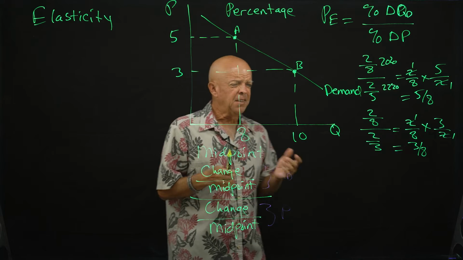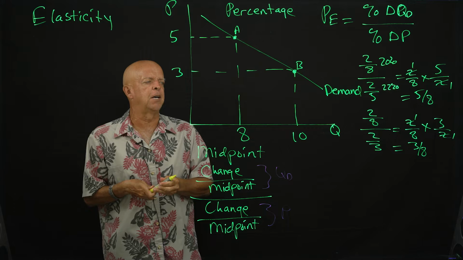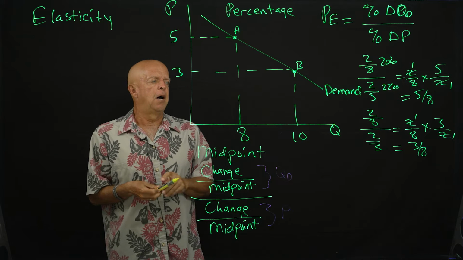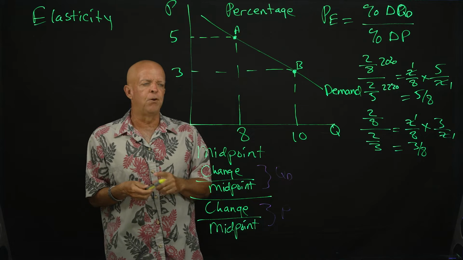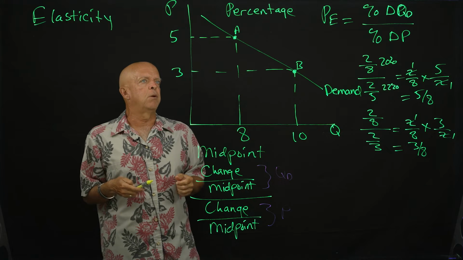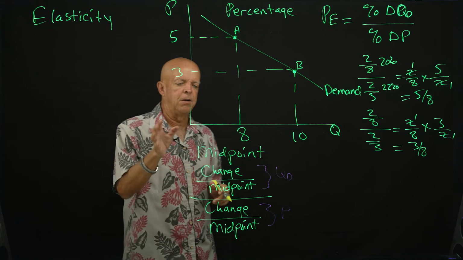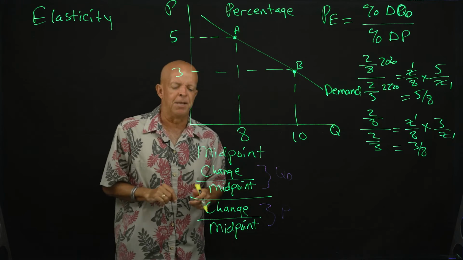And this is not really reflective and doesn't really tell us anything interesting. And there needs to be a way to convert these changes so that we get the same change, whether it is an increase or decrease in the price. And the way to do that is something called the midpoint method.